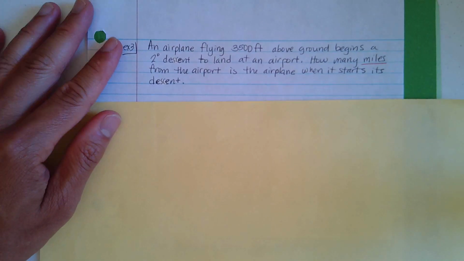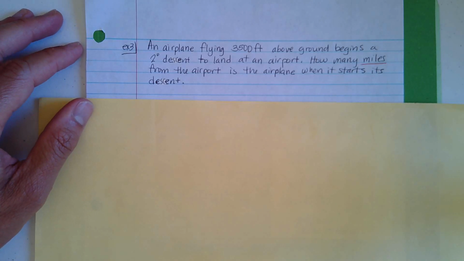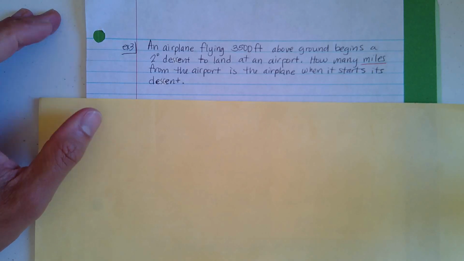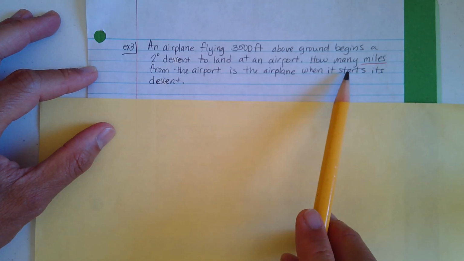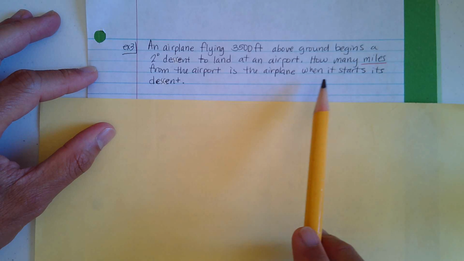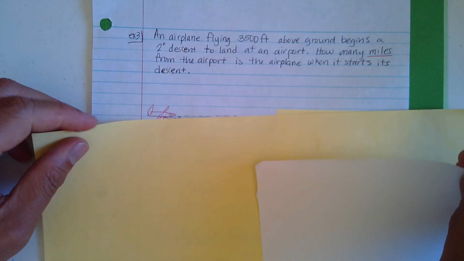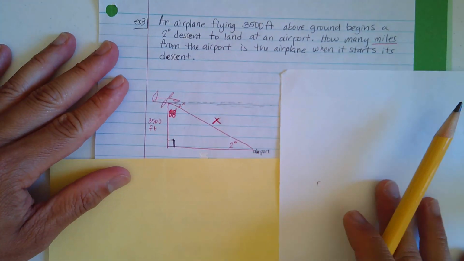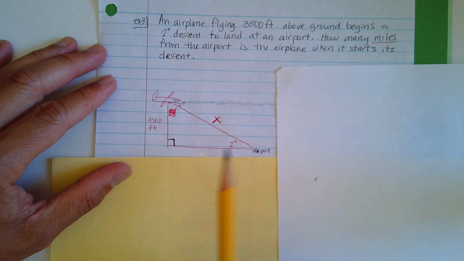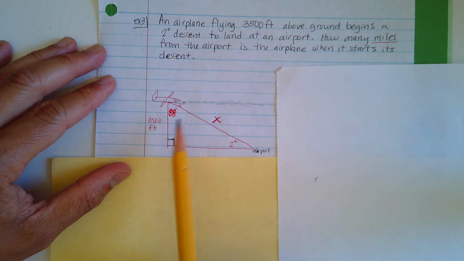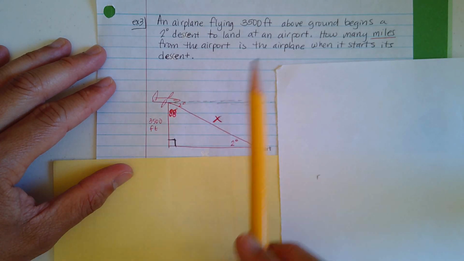All right, example 2. An airplane flying 3,500 feet above ground begins a 2-degree descent to land at an airport. So this 2-degree descent, think of depression. How many miles from the airport is the airplane when it starts its descent? Okay. So again, draw the picture. And now there's two ways to do this problem. Okay, so now let's draw. Here's the airplane. Altitude, remember altitude is the height from the vertex to the ground, so that's 3,500 feet.